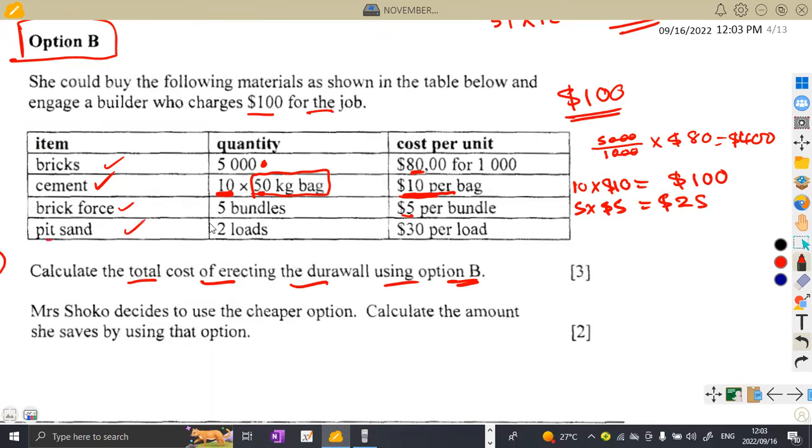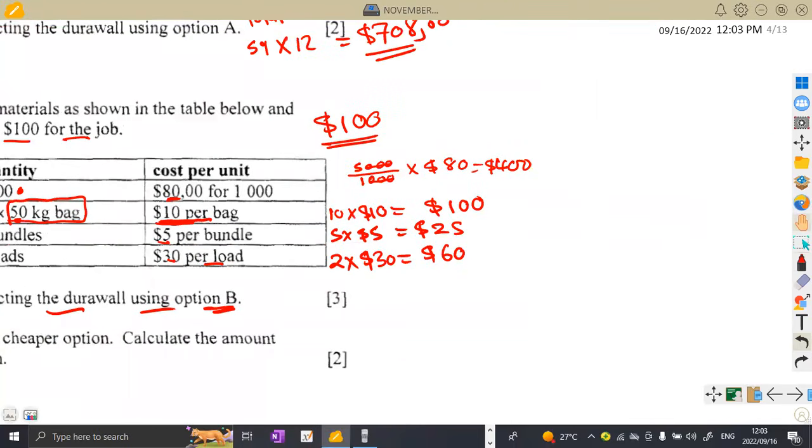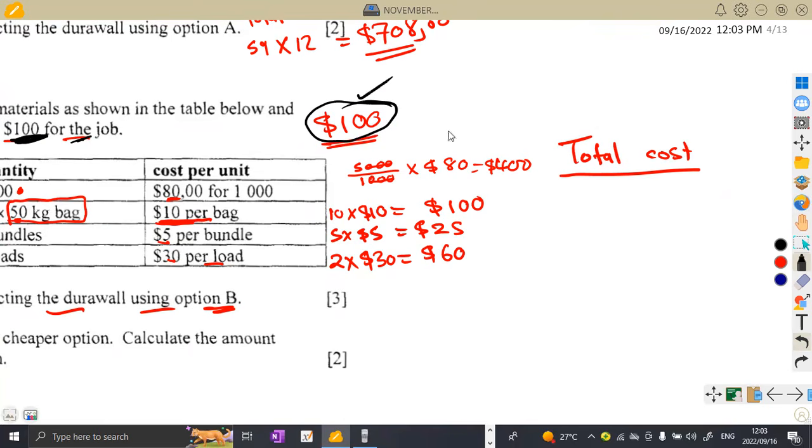Then pit sand, we are going to need 2 loads, and it's $30 per load. So it's going to be 2 loads times $30, and this is going to give us $60. Okay, so now this is what we have. So we are going to add the total cost for everything now. What is the total cost now for erecting the Jura wall? Remembering that the builder needs $100 for the job. So we are going to start with the money for the builder, which is 100. We move on to those amounts, which is 400. We're going to add 400 plus 100, plus 25 plus 60.